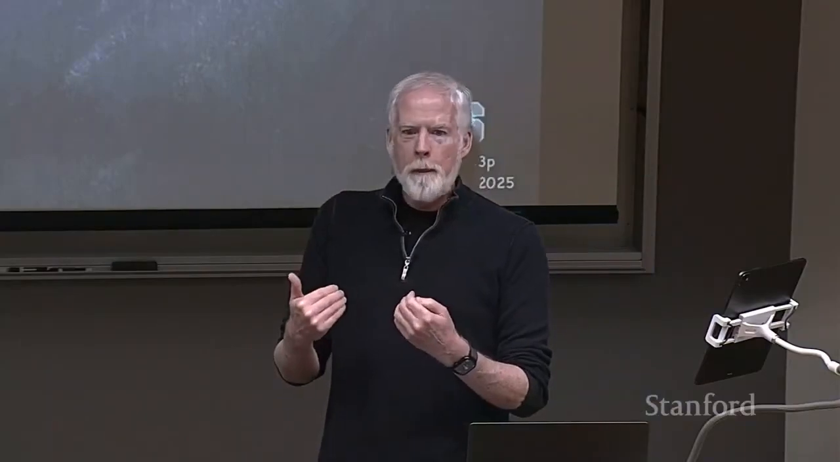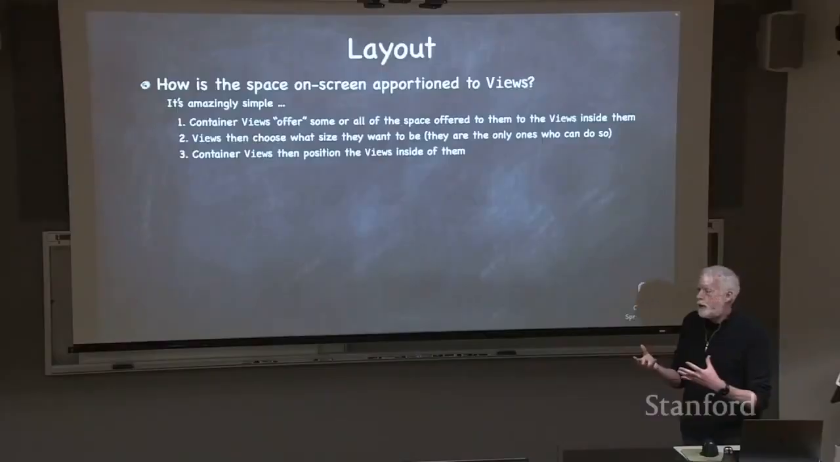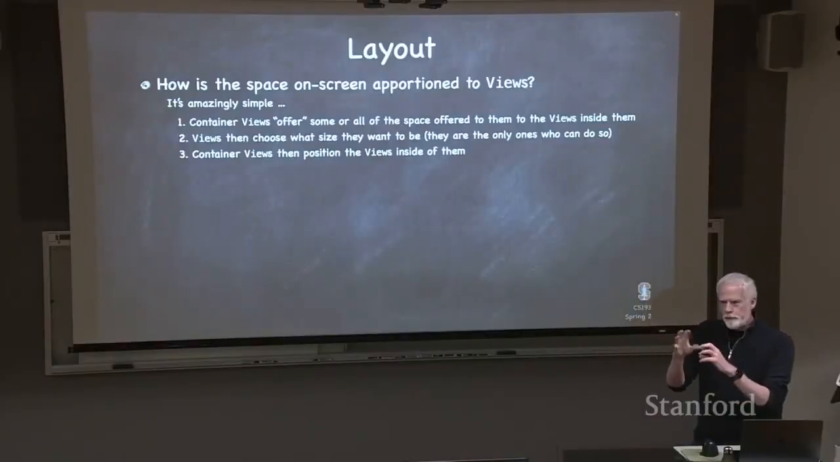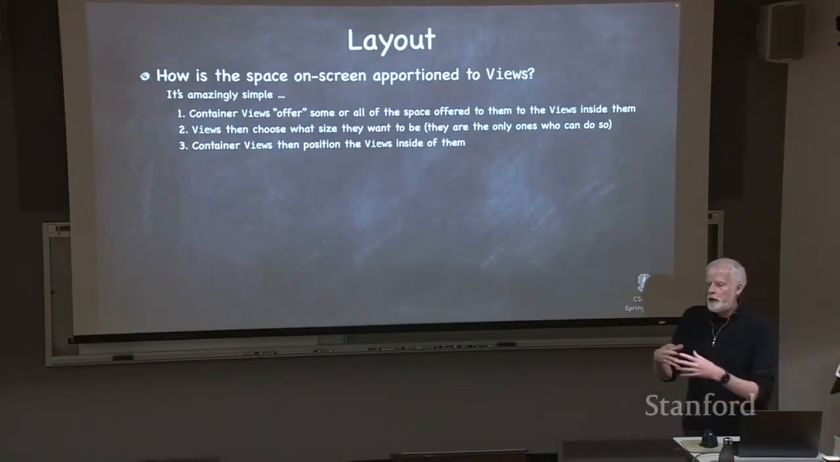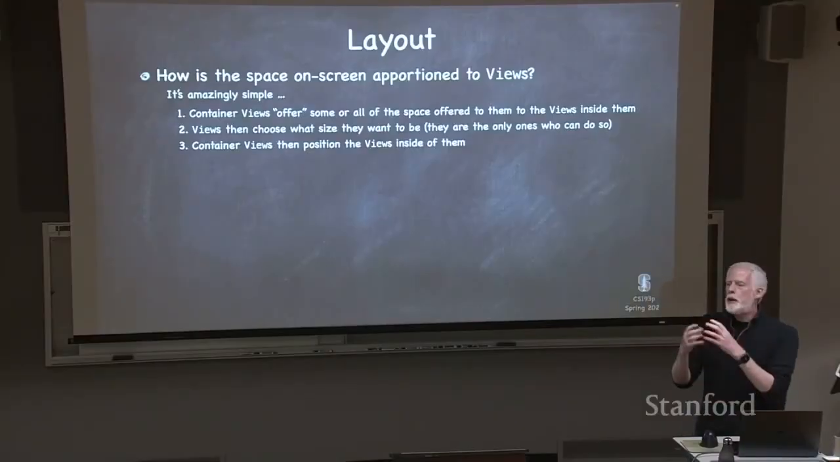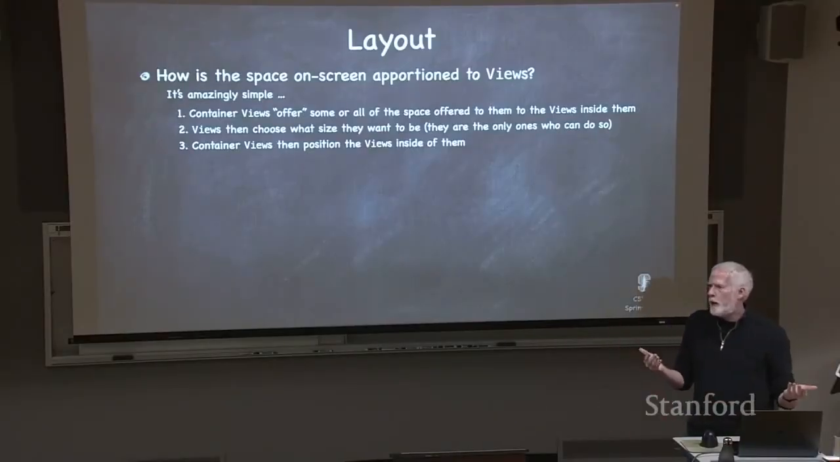Well, because nobody is better equipped to decide how big a text view should be than the text view itself, right? It knows all about text and fonts and all, so it should decide, not the VStack. The VStack knows very little about text, and it doesn't need to know. So step 2 is let views choose their own size. And then step 3 is that the container views then position the view, at that size inside of themselves, right? So it's just a 3-step process. Offer space, choose your own size, place them in there. That is how layout happens.